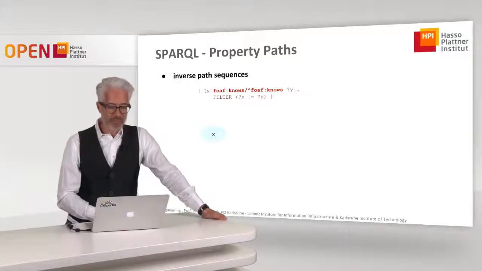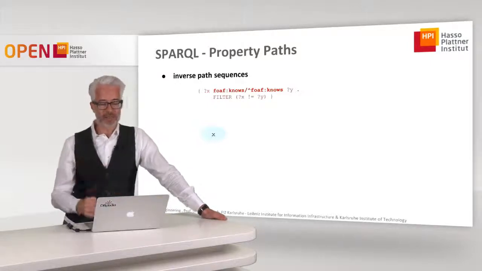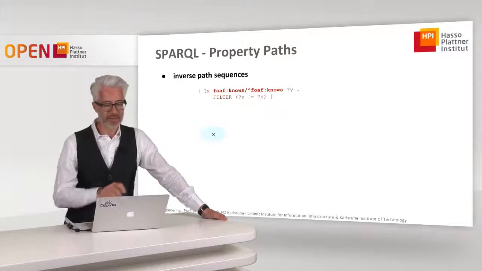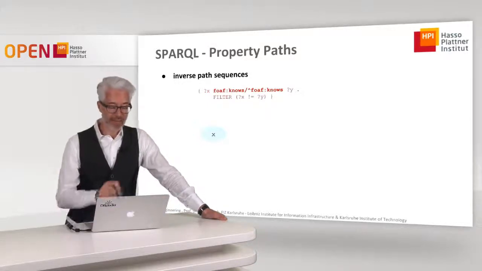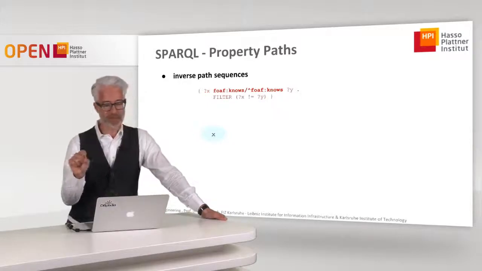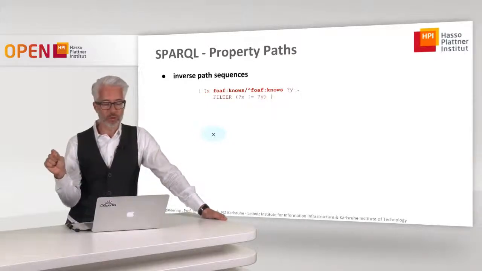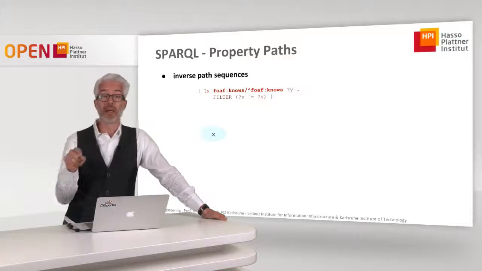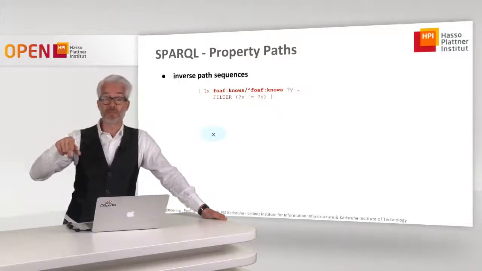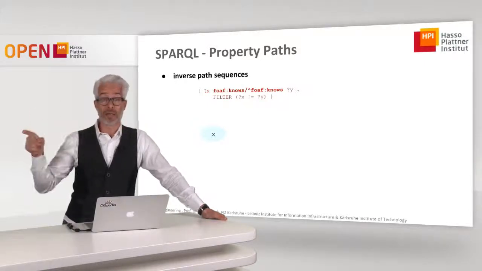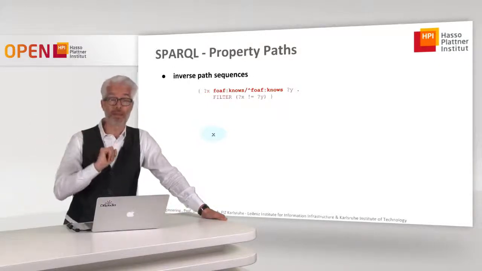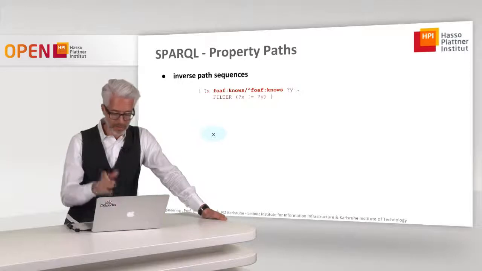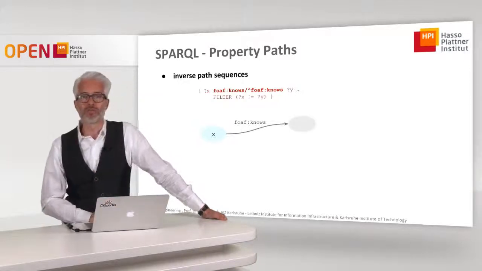This is an inverse property path. And then of course you can combine this to so-called inverse path sequences. So this is an interesting example. Look at that. This is an inverse path sequence. We have here X and then we have FOF knows, which means these are people who are known by X. And then we have a reverse FOF knows, which means Y are people who know these people who are known by X. So let me give you a short brief visualization of that.